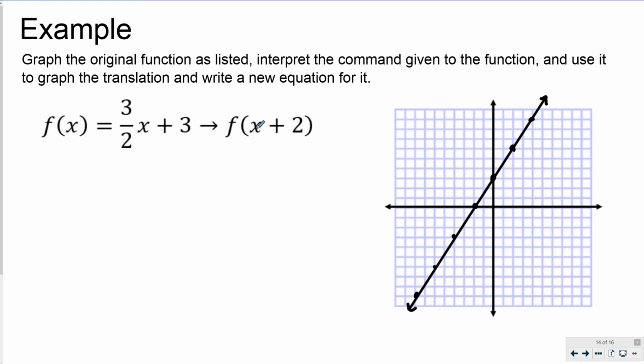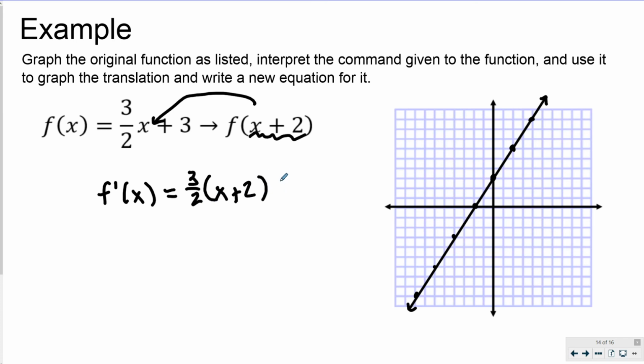So now I'm going to go ahead and substitute this into x. That is because that's what it's telling me to do. When it's inside the parentheses, it takes the place of the entire x. So in my new one, f prime of x, I'm going to have 3 halves times x plus 2, plus 3. And you can definitely realize immediately we're going to be moving left 2, but you can definitely type this into your graphing calculator and you'll get the right graph.